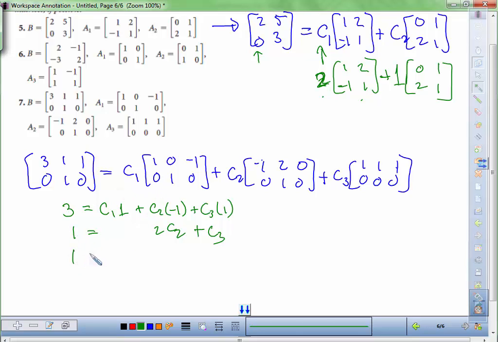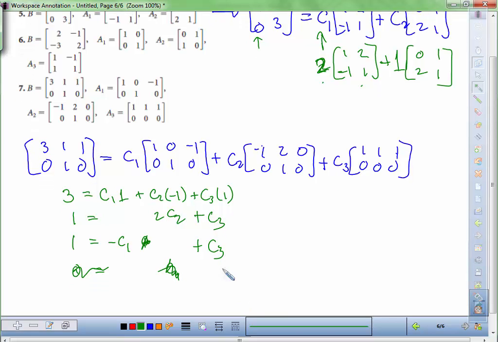And plus C2, let's just say C3. And then 0, 0, C1, no. Oh, C1 plus C2. Oh, they're all zeros, so that's gone. And the last equation's gone. So this one would be 1 is equal to plus C2.